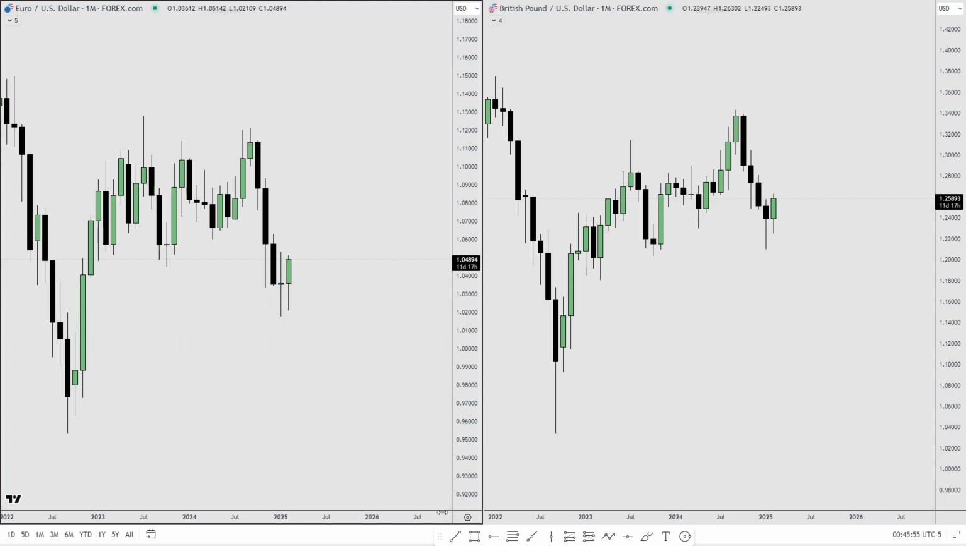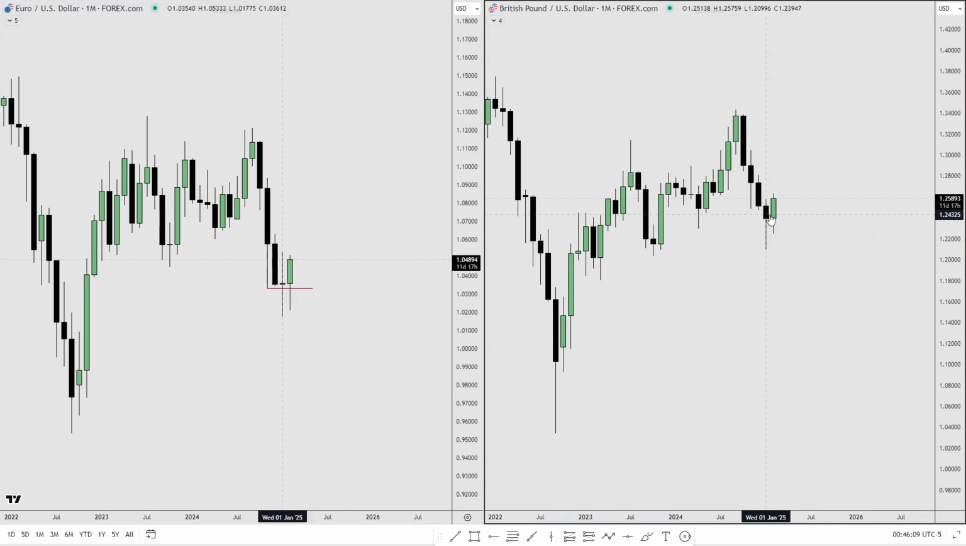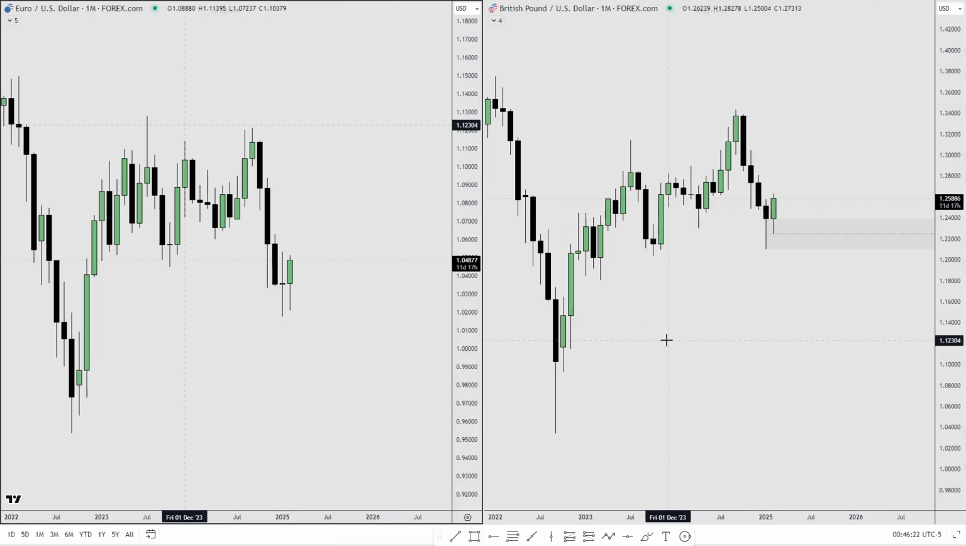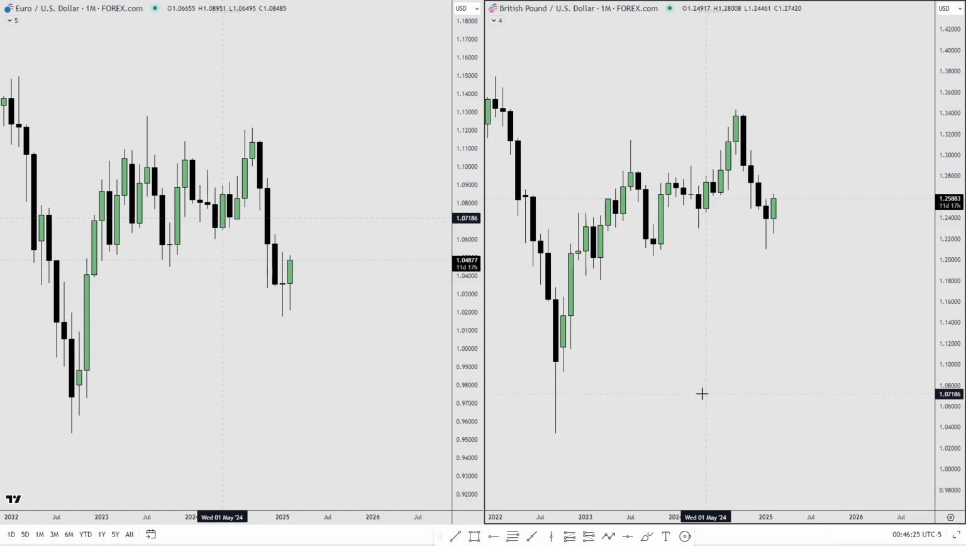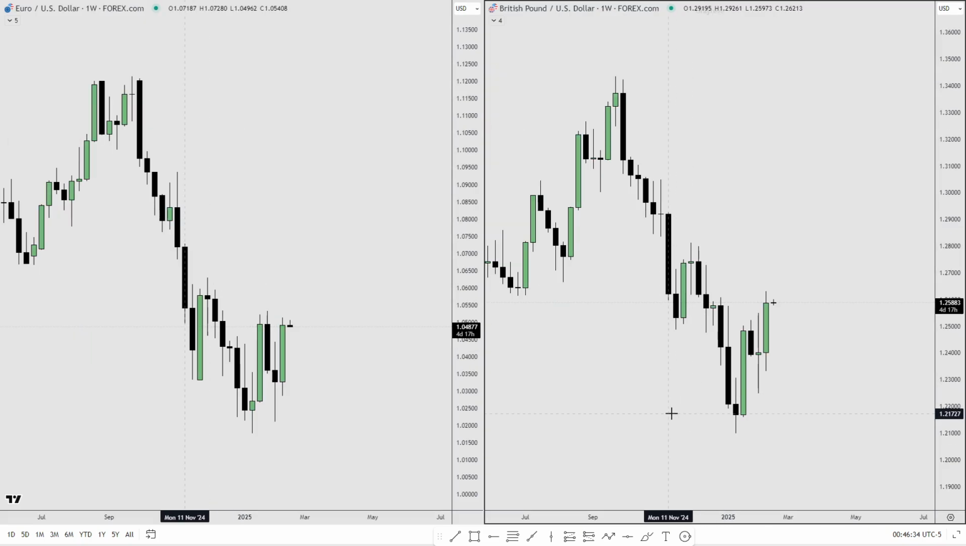Last few months, Euro has tried to displace below this swing low, but failed to do so. Okay, this is not just 1 month, but 2 months. British Pound, on the other hand, traded all the way down into 50% of this wick here, and then we moved higher. Okay, so these are all signs that lead to the building of biases on a weekly time frame.